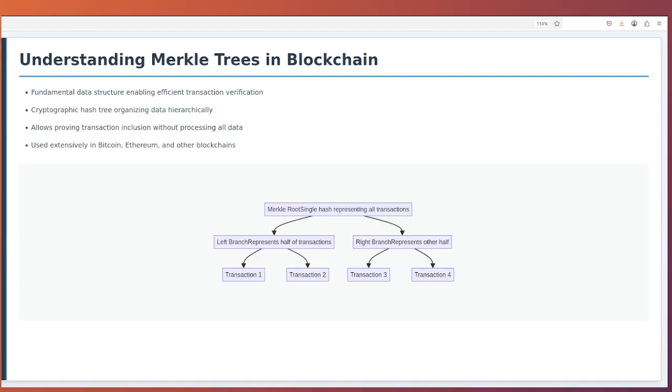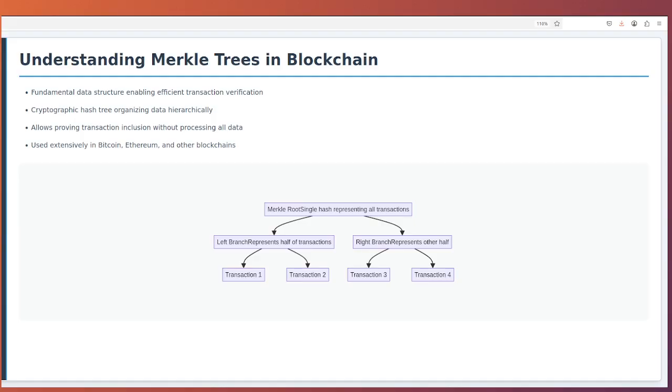Today, we are diving into one of the most fundamental data structures in blockchain technology, the Merkle tree. You might be wondering what makes Merkle trees so special. They are the secret sauce that allows blockchains to efficiently verify massive amounts of transaction data without having to process everything. Think of it like this.